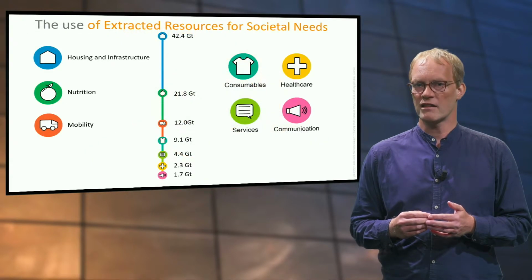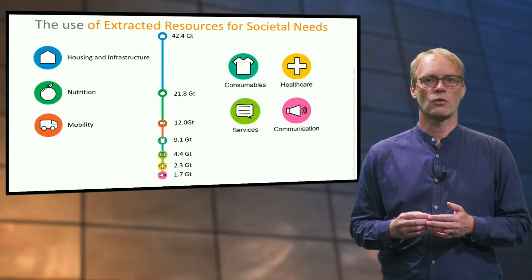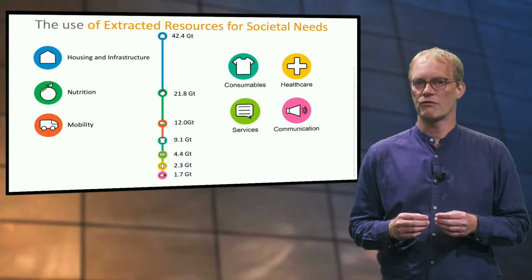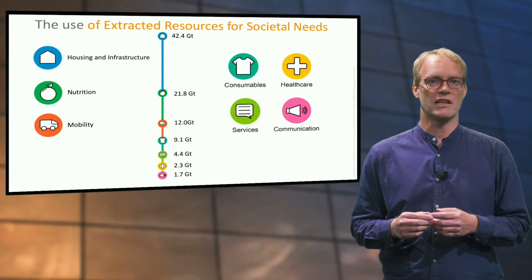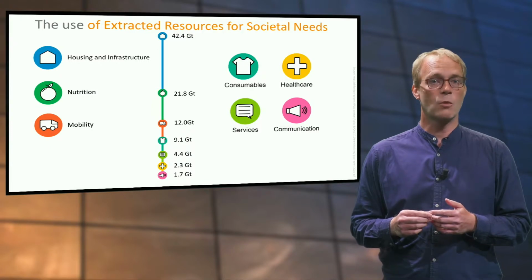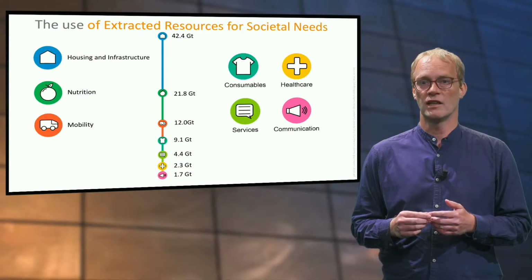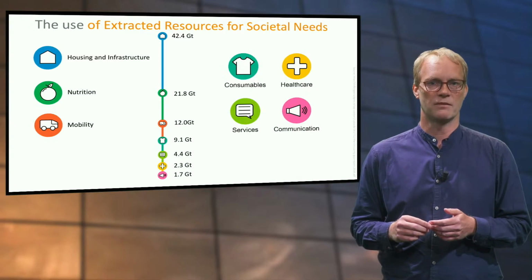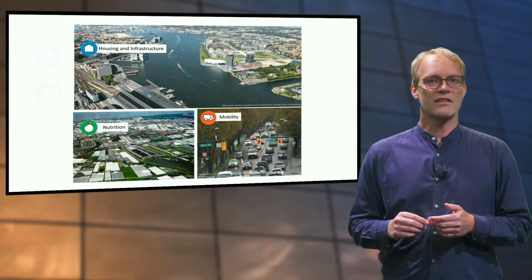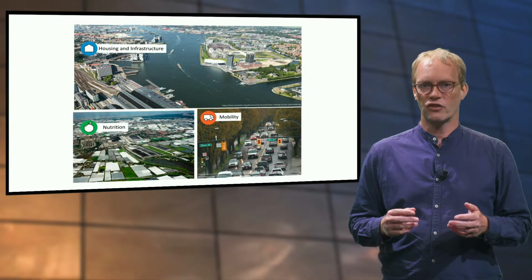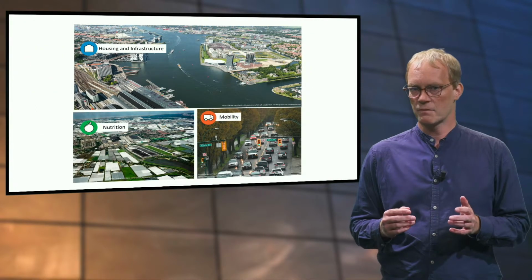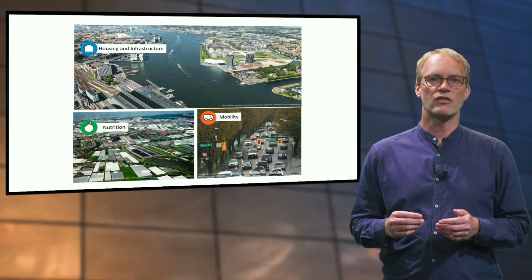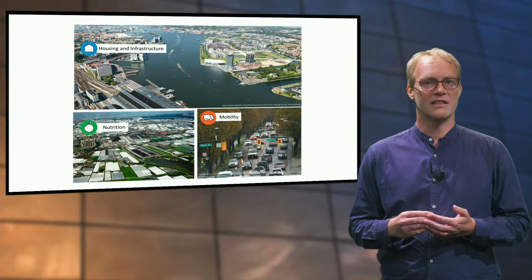If we have a look at what the extracted resources are used for, then we see that more than 50% of resources end up in buildings and infrastructure. About a quarter goes into the production of food, and another 12% is used to transport people and materials. To understand now where the potentials for circularity are within the system, we need to be able to describe this metabolism in a rather detailed way.